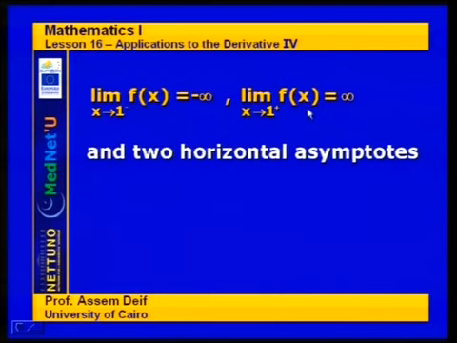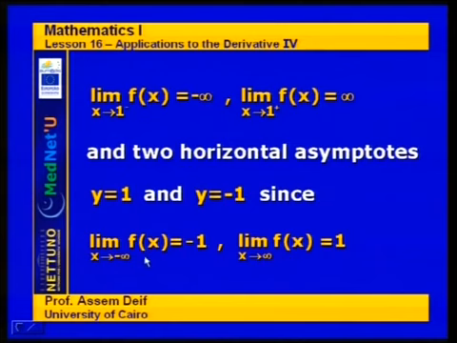No, this is a vertical asymptote. When x tends to 1 from the left, you get minus infinity, correct? And from the right-hand side, infinity. Two horizontal asymptotes, you obtain them by taking the limit when x tends to minus infinity and infinity. You get minus 1 and 1. So again, it's compatible with what we have seen.